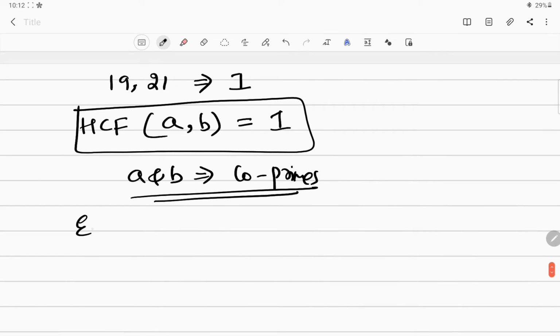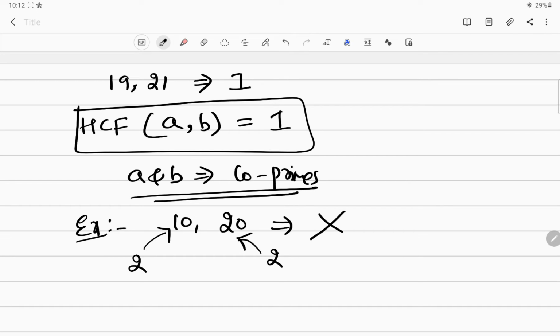Now let me give you some more examples. If I say 10 and 20, are they coprimes? No, they are not coprimes. Why? Because 10 is divisible by 2 and 20 is divisible by 2, and 10 is divisible by 10 and 20 is also divisible by 10. Are you understanding my point? And 10 is divisible by 5 and 20 is also divisible by 5. So these are the common factors of these two numbers.